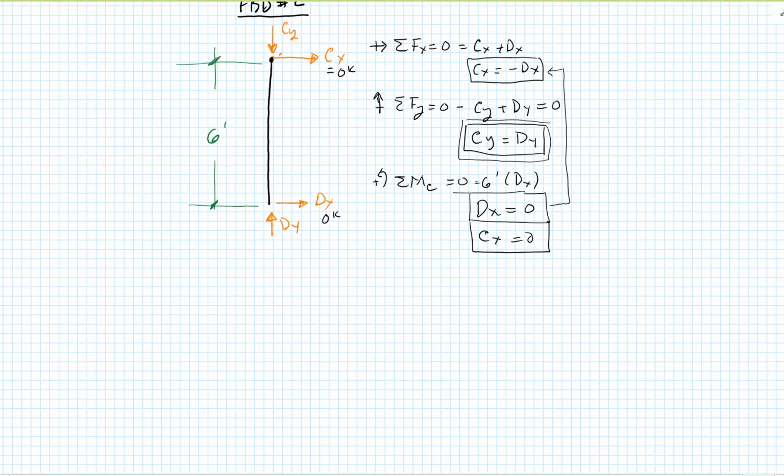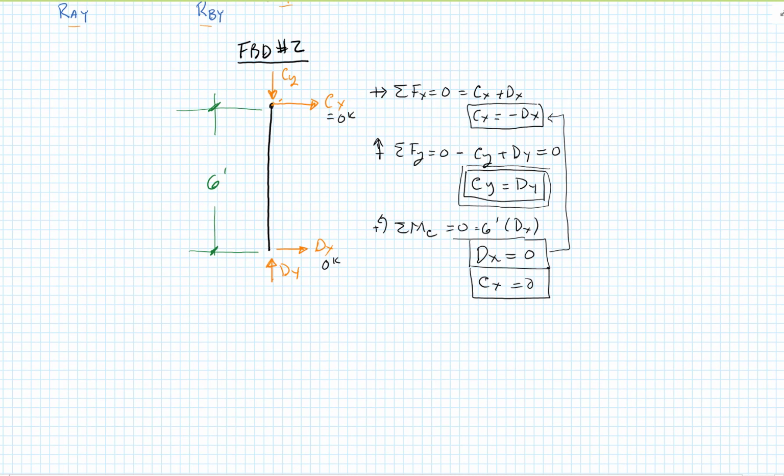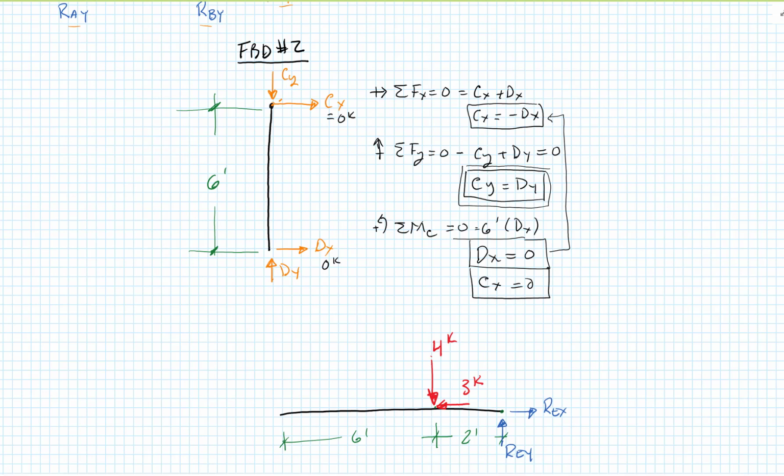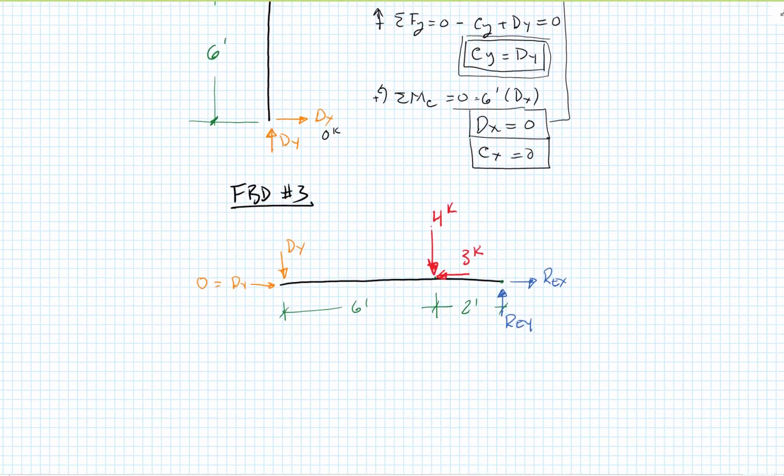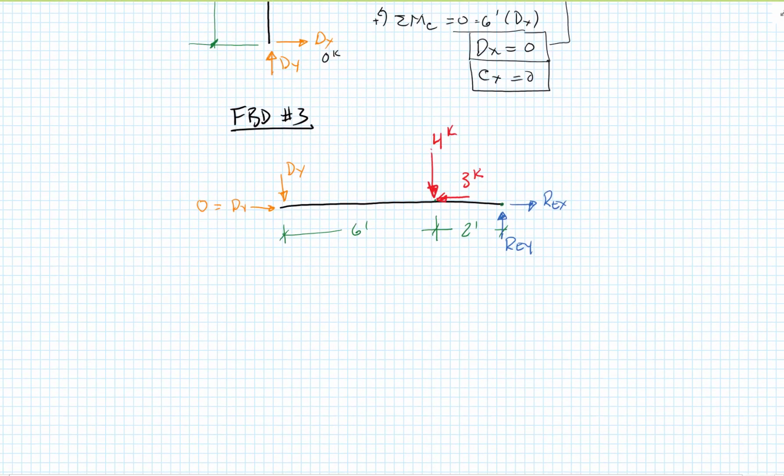So let's jump down to our next free body diagram. I've put in our unknown reactions, and I've put in the resultants of our inclined load. And then I'm going to put Dx here and Dy here. Now we know that Dx is equal to 0 from up above. So now for free body diagram number 3, we have 3 unknowns and 3 equations of equilibrium. So we can go ahead and solve this one. Let's do it.